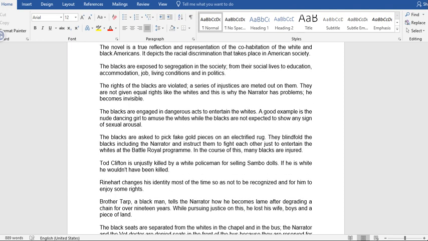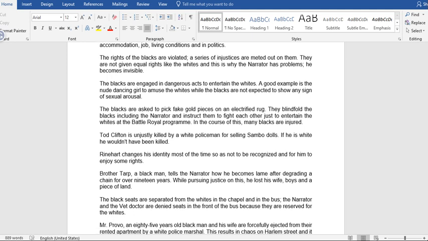The blacks are exposed to segregation in the society, from their social lives to education, accommodation, jobs, living conditions, and in politics. The rights of the blacks are violated. A series of injustices are meted out on them. They are not given equal rights like the whites, and this is why the narrator has problems. He becomes invisible. That is, the blacks there are badly treated. They are not enjoying equal rights like their white counterparts.